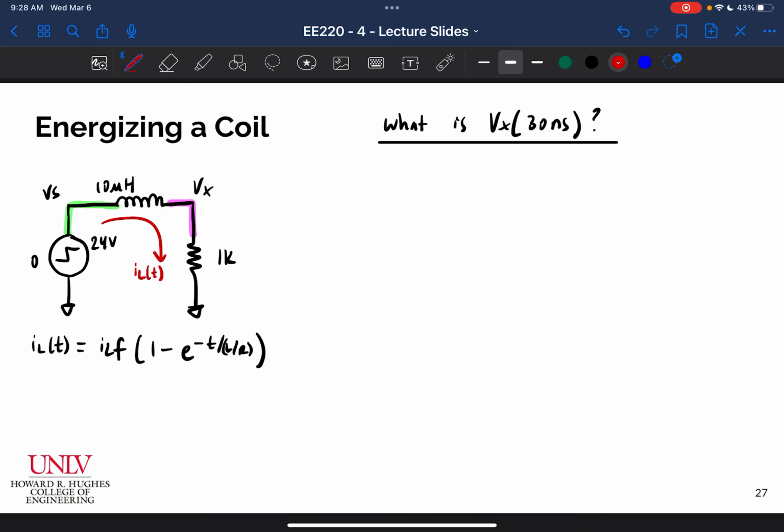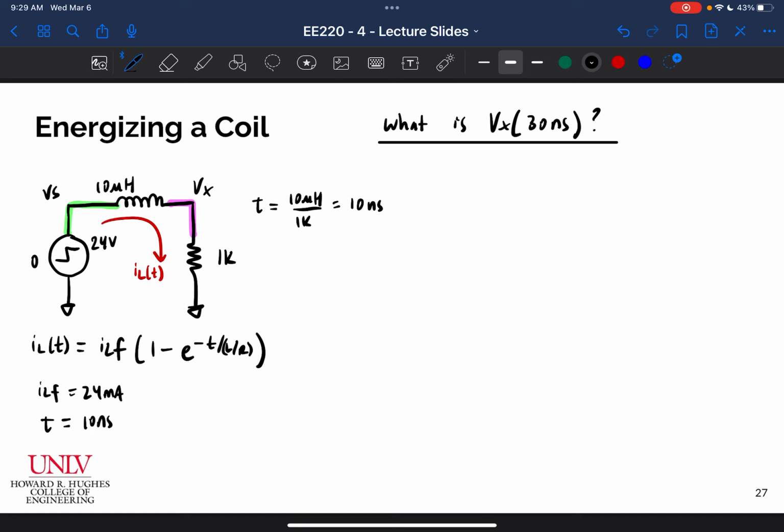Okay, so the first thing that I can recognize is that for the final current, when this inductor is eventually just behaving like a short, I'm going to have 24 volts across this resistor. And so 24 volts across 1K, I can just say that IL final is going to be 24 milliamps, right? And my tau is going to be L over R. So it's going to be 10 microhenry divided by 1K. And that's going to come out to 10 nanoseconds, okay? So tau is 10 nanoseconds.